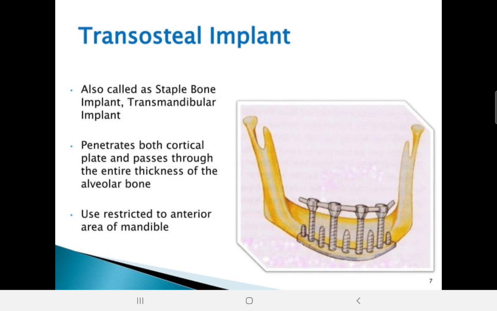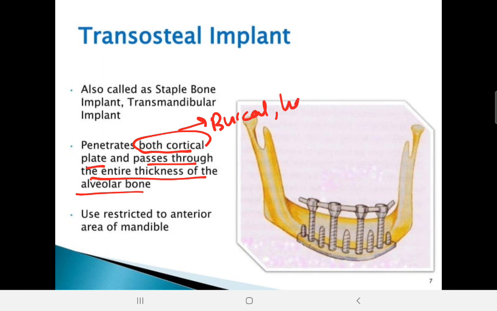Coming to transosteal implant, it is also called a staple bone implant or transmandibular implant. It penetrates both cortical plates and passes through the entire thickness of the alveolar bone. So here both cortical plates means it penetrates both the buccal as well as lingual cortical plates and it passes through the entire thickness of the alveolar bone. But it is used mainly in the anterior area of the mandible, not in the posterior region.